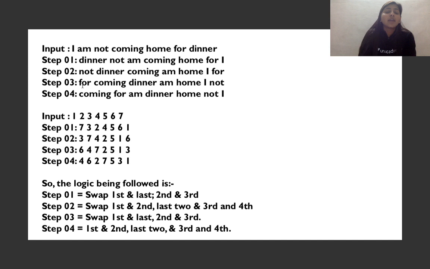Yes. Again, if you check the fourth step, for and coming have interchanged positions, that is first and second. Dinner and am have exchanged places, that is third and fourth. And home is as it is, and last two have swapped places, which means again, these two steps are the two operations, okay, which are being repeated in loop.